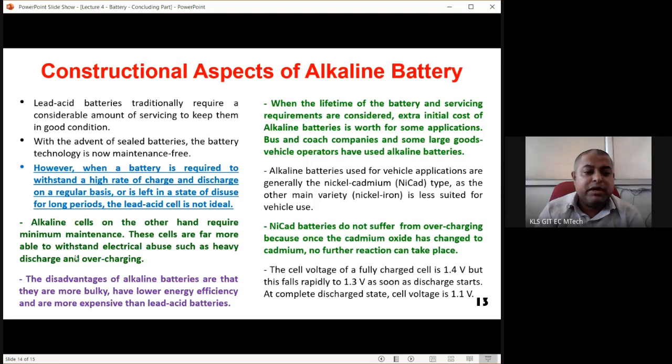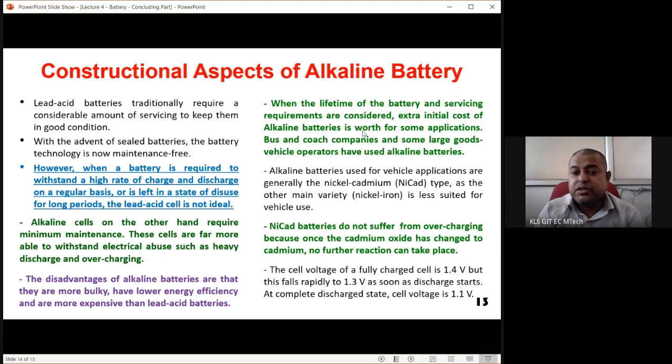These cells are far more able to withstand electrical abuse. Electrical abuse means fast charging and discharging. Overcharging can also be withstood by the alkaline battery. But the disadvantages of the alkaline battery are that they are more bulky, have lower energy efficiency, and are more expensive than the lead acid batteries.